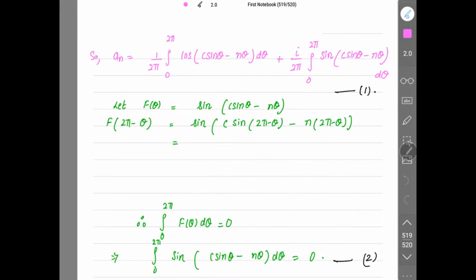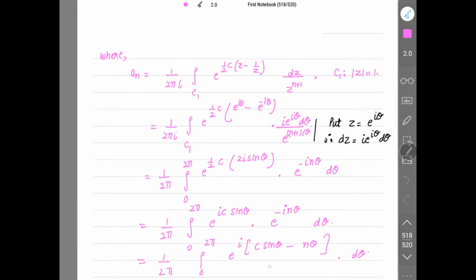So let's open this. aₙ is equal to 1 over 2π integration from 0 to 2π of cos(c sin θ minus nθ) dθ plus i sin(c sin θ minus nθ). I open that and separate the integrals.